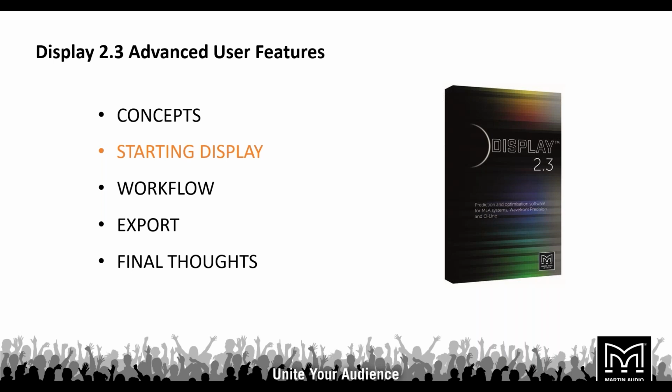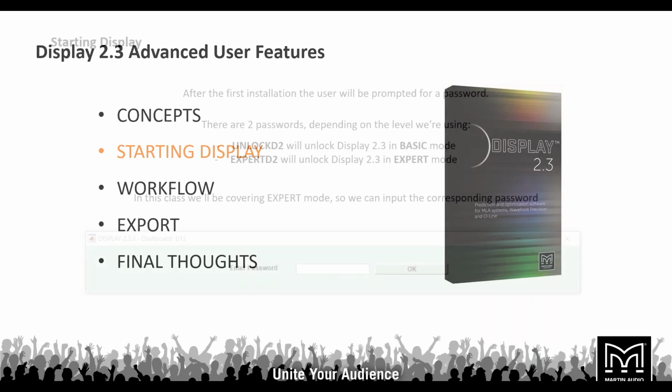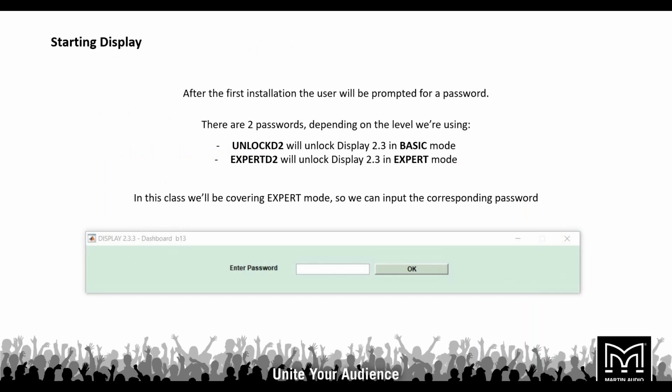All right, so I've spoken a little bit about concepts. Let's take a look at how we start Display and a few preferences that we can adjust. So we all know that Display is password protected. The password that we usually disclose is unlockd2. That's the one you get if you watch the little video when you download the software from the website. However, there is a second password that will automatically unlock the software in expert mode. That's expertd2, which is the one we'll be using today.